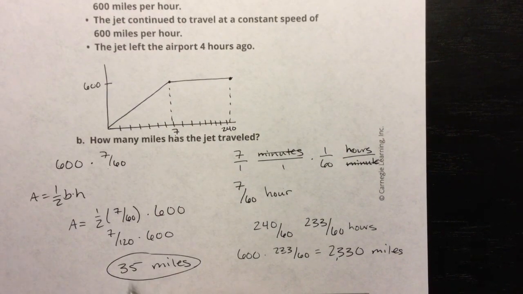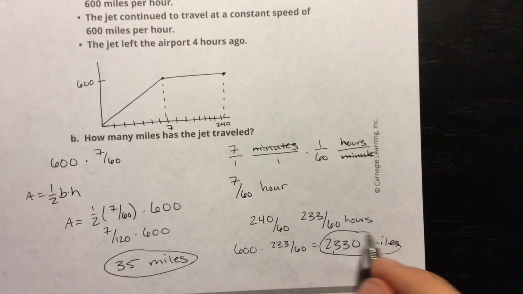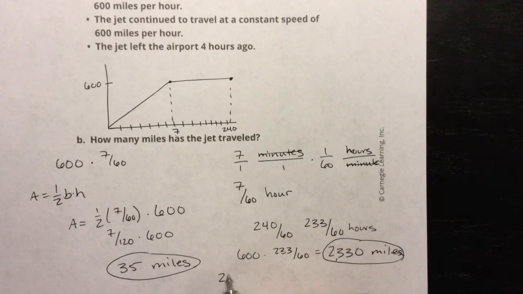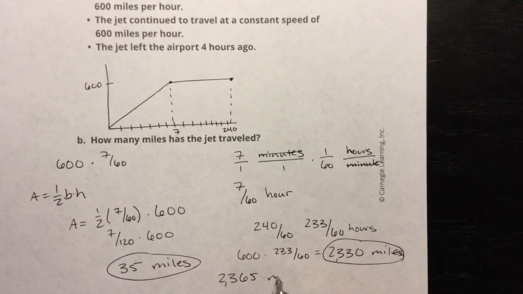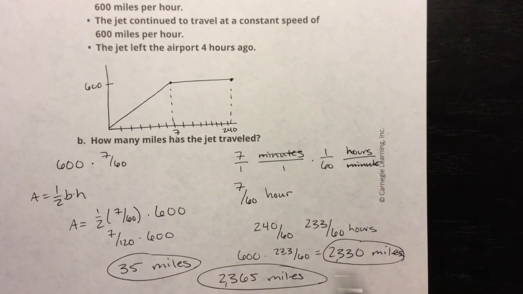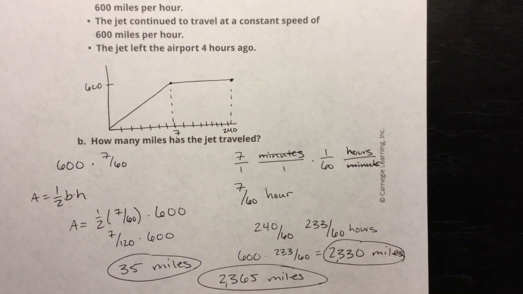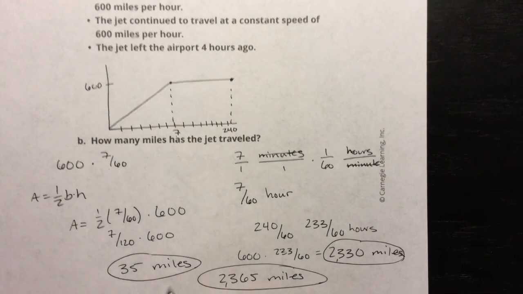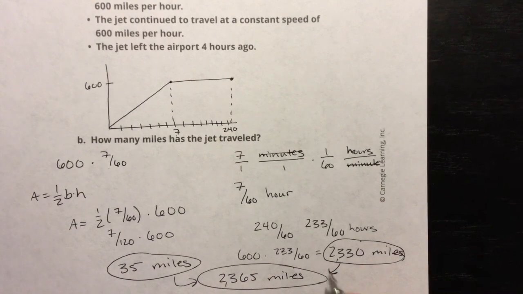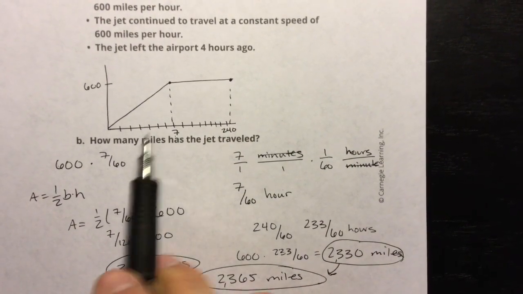Now, this was in the first 7 minutes, 35 miles. This was in the rest of the 4 hours. So now I just need to add those together, and I'll get 2,365 miles traveled. Again, we're just doing this using area. I took these two and combined them right there, but this is my final answer. We're just using area to calculate this.